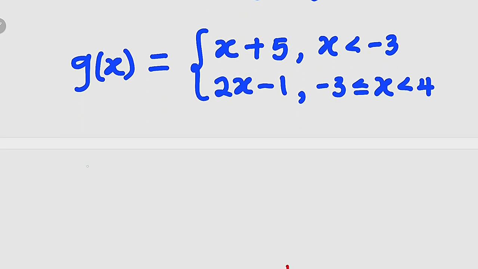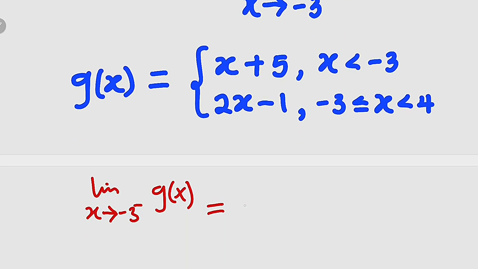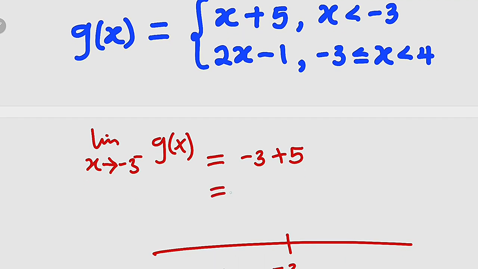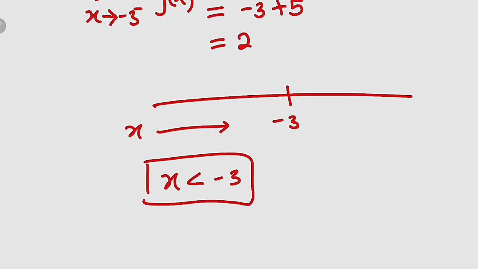So for our left-hand side limit, as x approaches negative 3 from the left-hand side of this function, g of x will be equal to what? Negative 3 plus 5, because we are going to substitute it here. And this will give us what? 2. Can you see that? Then what about the other one?